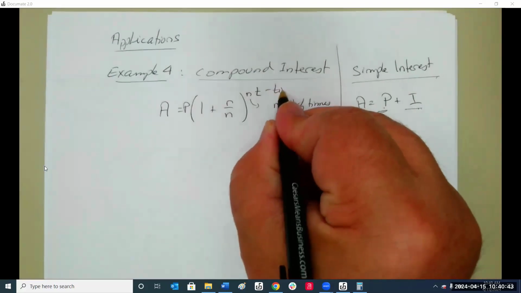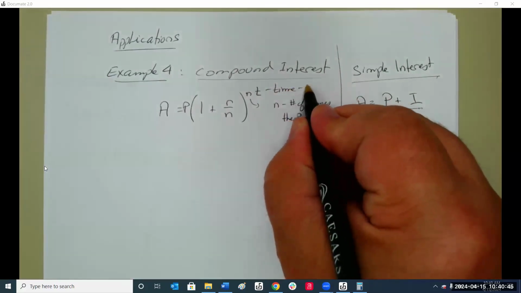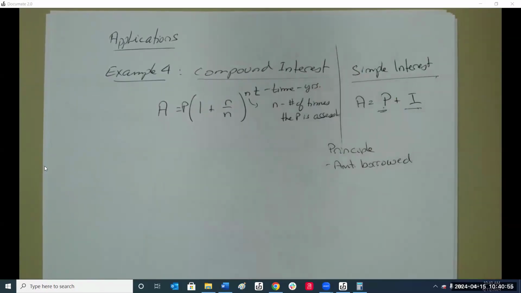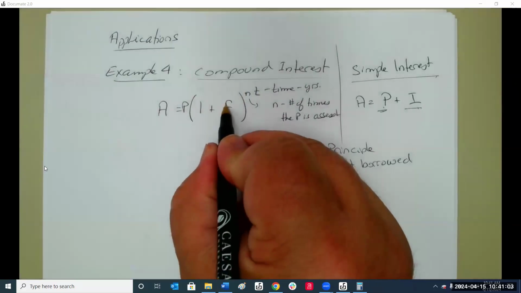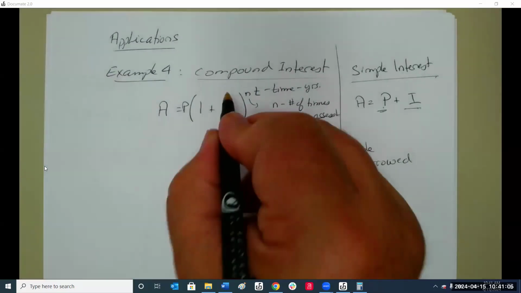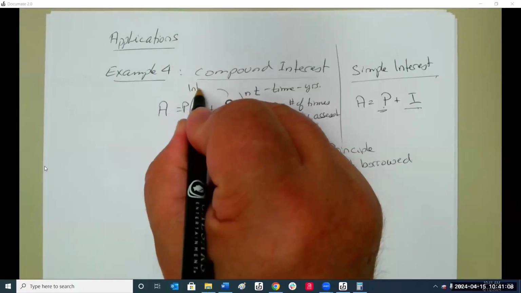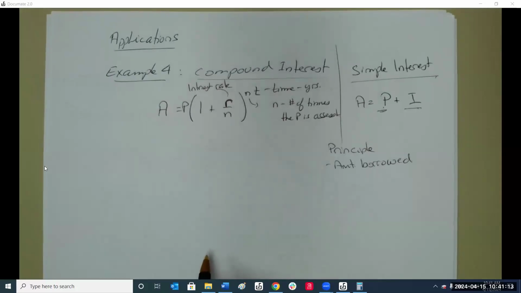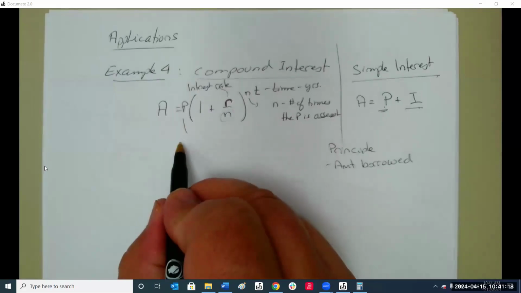T is the time, usually in years. So if you take out a note, it's usually based on years. If you take it for 6 months, that's half a year, so it's 0.5, and so on and so forth. r is the rate, the interest rate. And P out in front is the amount borrowed.